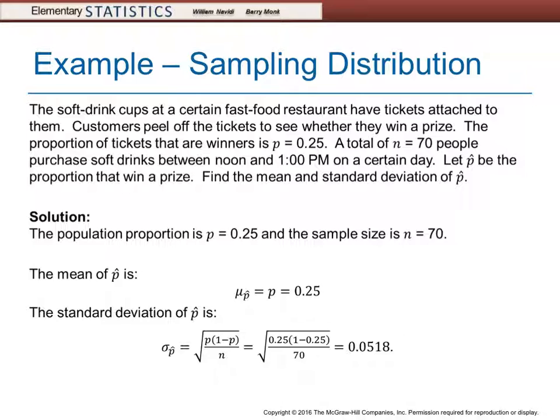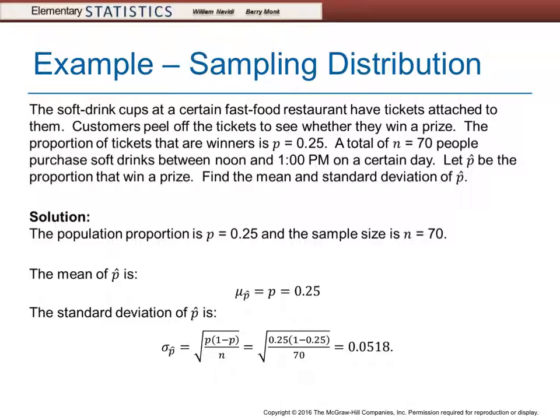So here's an example of the sampling distribution. The soft drink cups at a certain fast food restaurant have tickets attached to them. The customer peels off the tickets to see whether they win a prize. The proportion of tickets that are winners is equal to 0.25. A total of 70 people purchase soft drinks between noon and 1 p.m. on a certain day. Let p hat be the proportion that win a prize. Find the mean and standard deviation of p hat.